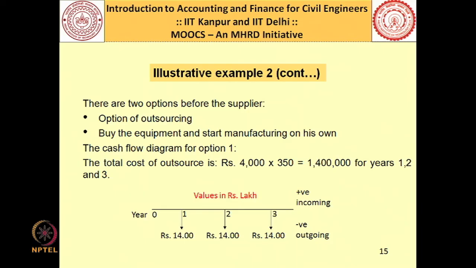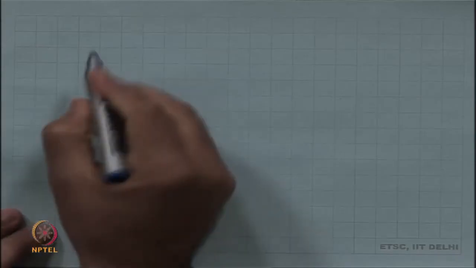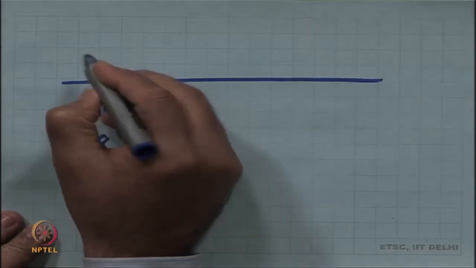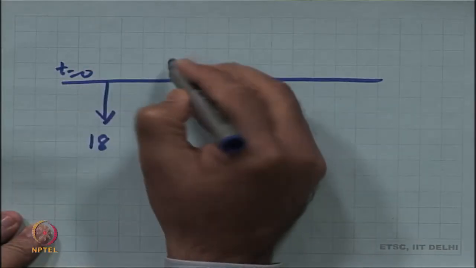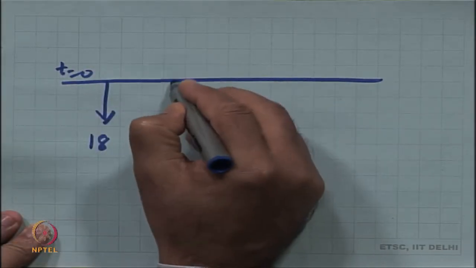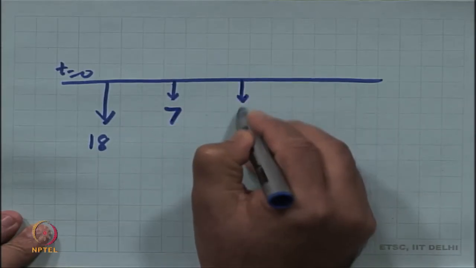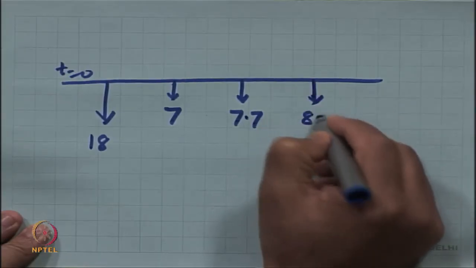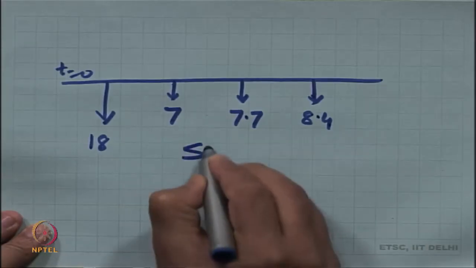On the other hand, if you look at the equipment option wherein we want to manufacture on our own, the cash flow diagram is slightly different. You remember the 18 lakh is the cost of equipment. So, at time t is equal to 0 itself, we are going to invest 18 lakhs. This is how it looks, 18 lakhs here at time t is equal to 0, and then in year 1 it is 7 lakh, and then it is increasing by 10% every year. So, 7.7 and then finally, it is going to be 8.4. So, this is self manufacturing.